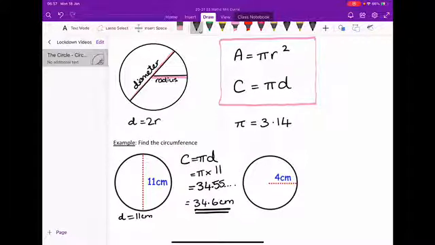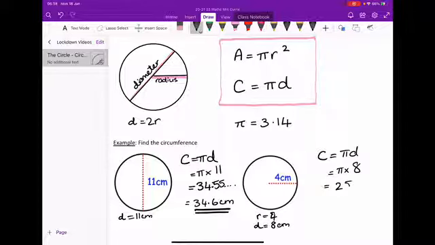A second example here, so again, let's write down what we know. So this time it's given us the radius, which is 4 centimetres. However, what I want to use for circumference is the diameter, so I'm going to just double that to get my diameter of 8 centimetres. And then we just plug it into the formula. So C equals pi times D. That is pi times 8, which is 25.1 centimetres. And again, I've rounded that to 1 decimal place.